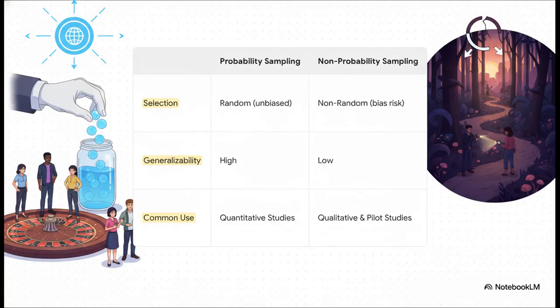Probability sampling, because it's random, gives you results you can generalize to the whole population. It's got low bias, so it's awesome for big studies with lots of numbers. Non-probability sampling, on the other hand, isn't random, so you have to be really careful about generalizing. Its findings might only apply to that specific group. But it is absolutely essential for things like in-depth qualitative studies, for pilot testing ideas, and for all those times when randomization just isn't on the table.